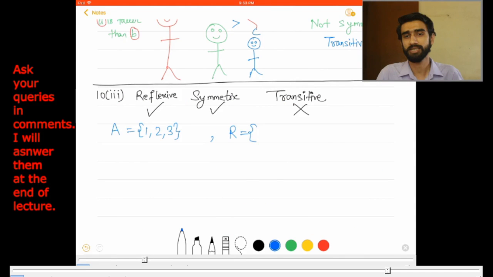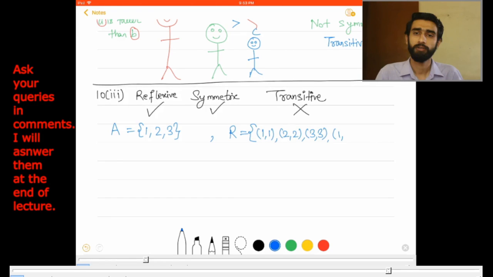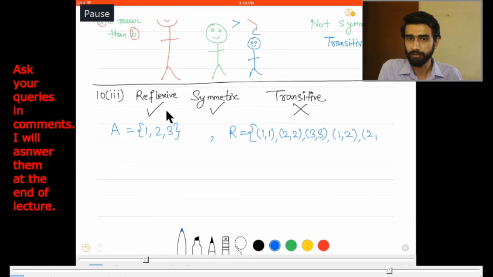Now for a mathematical relation, I am defining the set 1, 2, 3, and the relation has the pairs (1,1), (2,2), (3,3). Now see this, because he is saying it must be reflexive, there must be a pair with itself for all elements. 1 is there, so (1,1) must be there. 2 is there, so (2,2) must be there. 3 is there, then (3,3) must be there. To satisfy the condition of reflexivity, I added all these pairs.